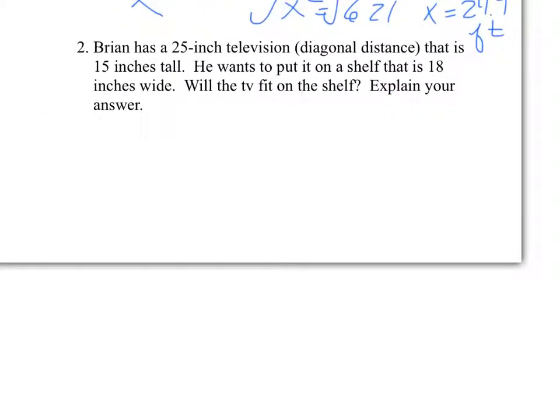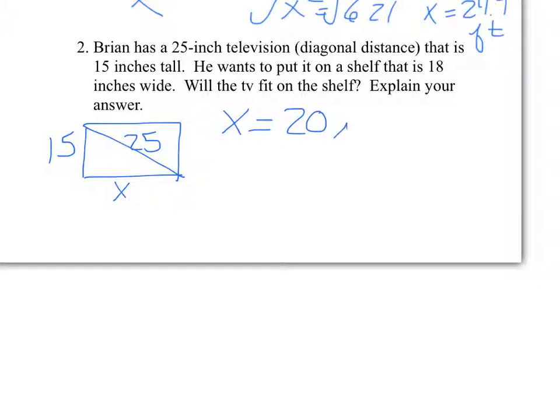So now that you've had a chance to look at problem 2, Pythagorean theorem again, I'm going to go ahead and draw my picture. Here's my TV measured on the diagonal, 25 inches, 15 inches tall. I need to find x. At the moment, I'm not going to worry about the fact that the shelf is 18 inches wide. When you solved for x, you should have gotten that the TV was 20 inches wide. So you have a 20-inch TV, and you want to put it on a shelf that's 18 inches. The question is, will it fit?